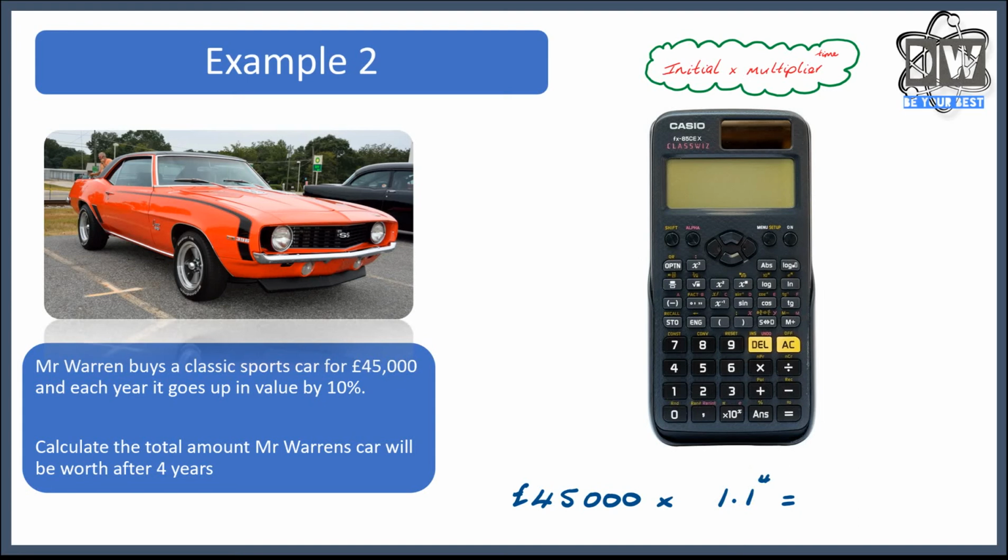We put all of that into our calculator. Remember, we're going to go 45,000 timesing by 1.1. We're going to press this button, and then we're going to press 4, and then we're going to press equals. And that gives us £65,884.50. Hopefully you've got that correct.